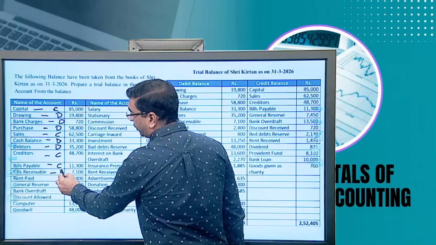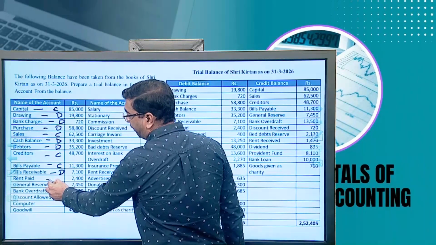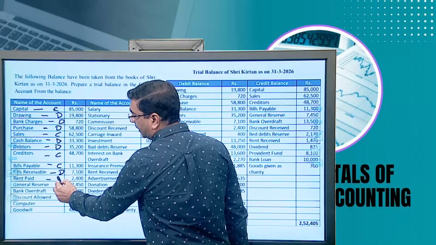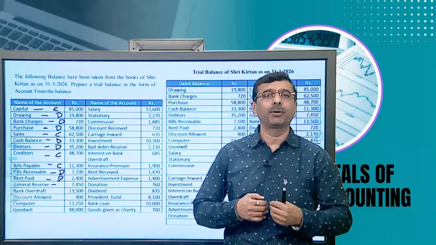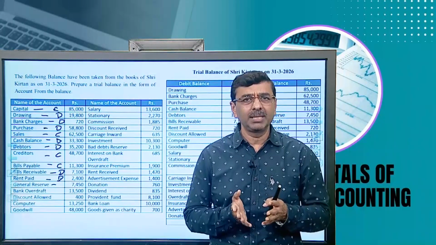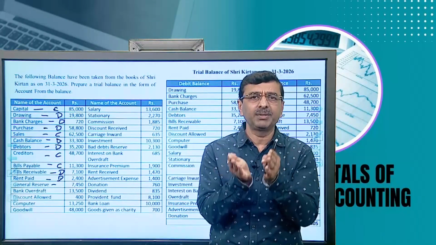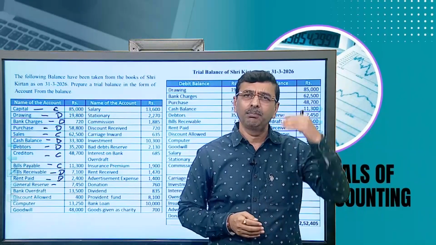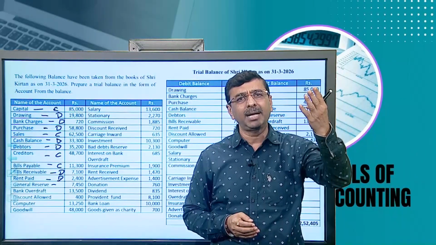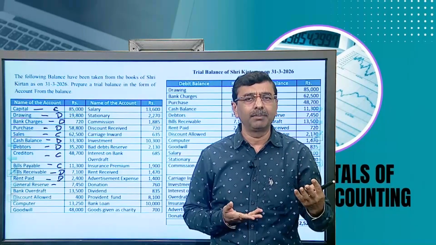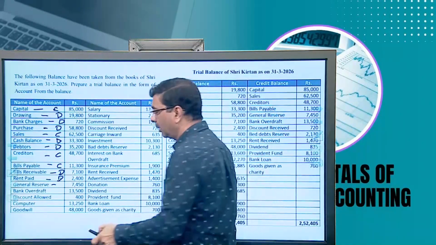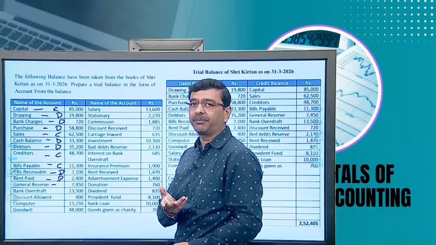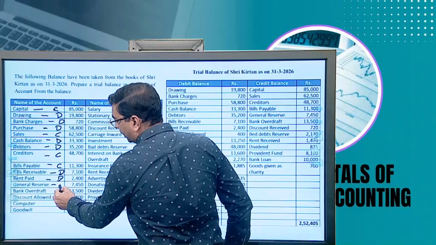Bills receivable is your asset, debit. Rent paid, that's your expense, debit. General reserve is always created from the profit. So reserve means the amount of profit which we keep aside for any future contingent liability or any kind of future development and growth, and the reserve can be utilized for the same. So it is your undistributed profit, which is considered a credit.